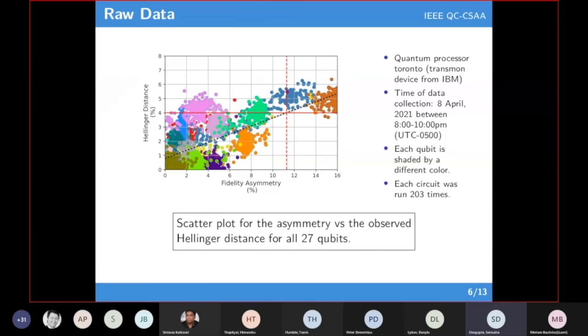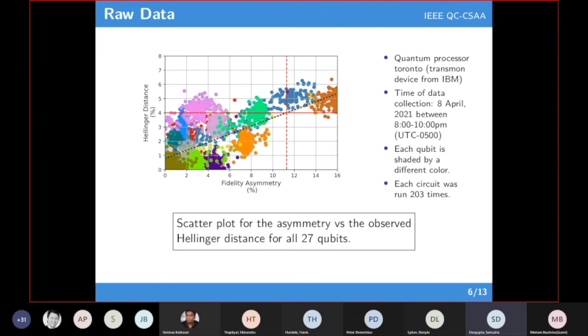So this slide shows the raw data for our experiment. The x-axis is the fidelity asymmetry in percentage. The y-axis is the Hellinger distance. There are 27 qubits plotted on this graph, each with a different color. Let's take a specific color, say orange. For that orange qubit, the experiment is repeated 203 times. So there are 203 dots in that orange cluster. Similarly, there are 27 clusters. Each cluster is representing 1 qubit of Toronto.